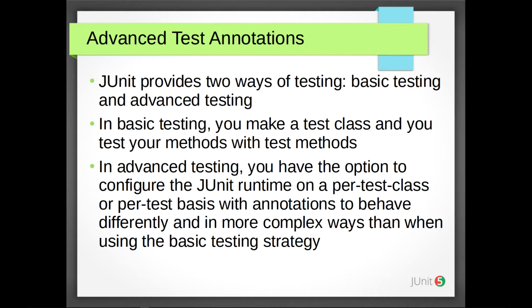JUnit provides two ways of testing: basic testing and advanced testing. In basic testing, you make a test class and you test your methods with test methods. In advanced testing, you have the option to configure the JUnit runtime on a per test class or per test basis, with annotations to behave differently and in more complex ways than when using the basic testing strategy.